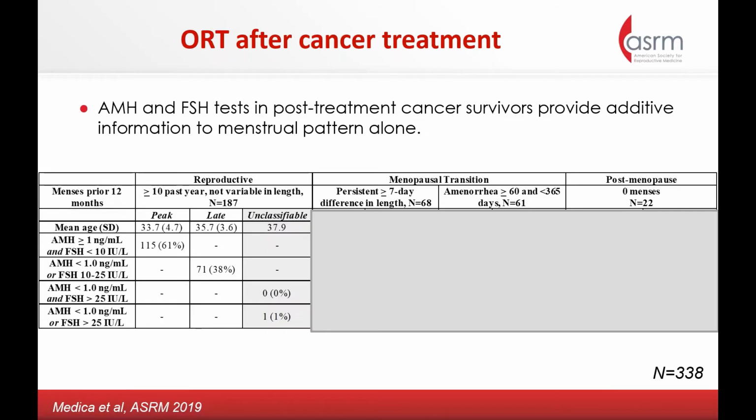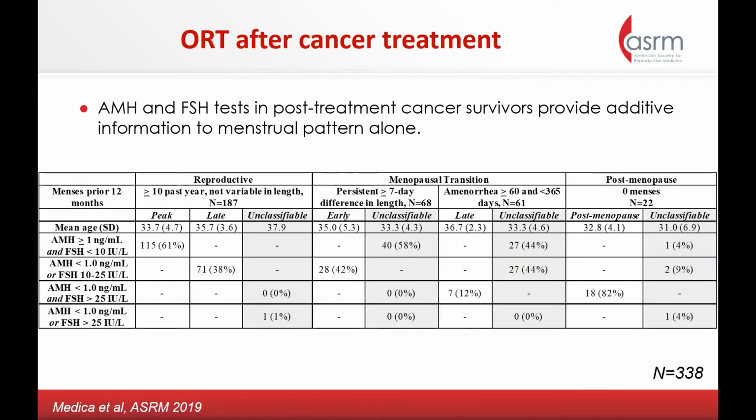But when you add in AMH and FSH levels, what you're seeing is that you can distinguish between the peak and the late reproductive stage. And so you'll see that there were 115 women with regular periods and AMH and FSH levels that are consistent. You can then suss out those people who have either a low AMH or a starting-to-rise FSH into the late reproductive stage. And there's one unclassifiable patient who had lots of periods, but really low AMH and really high FSH.